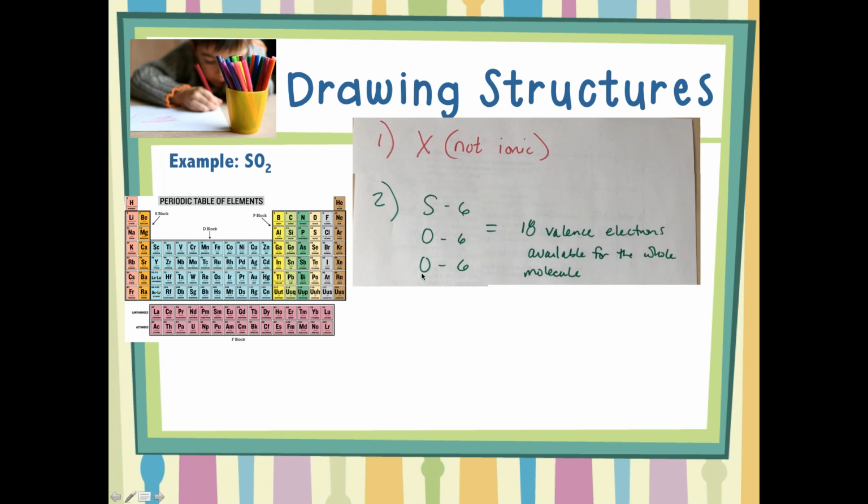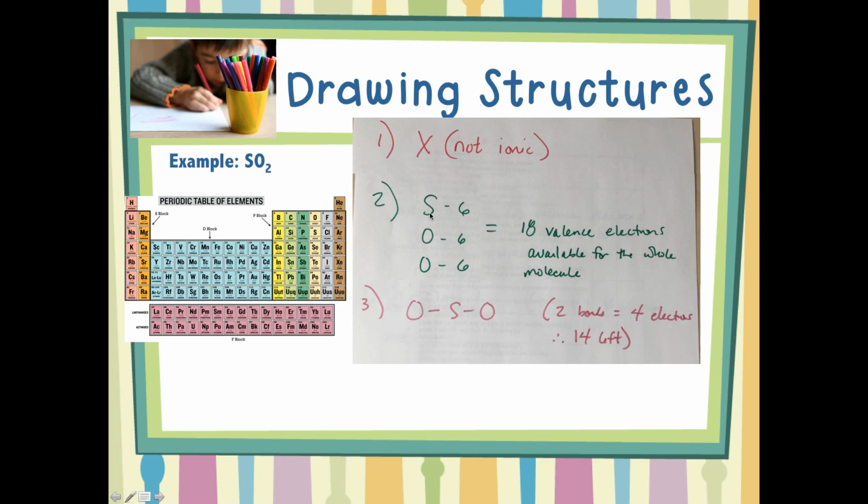Step 3 says you have to connect them. So there has to be at least one connection between all of them. We look for a central atom. In this case, it'd be S, and we connect it with our oxygens. So now, once again, we've used 2 bonds to connect the pieces, trying to be symmetrical if we can, which is 4 electrons. That means we have 14 electrons left.